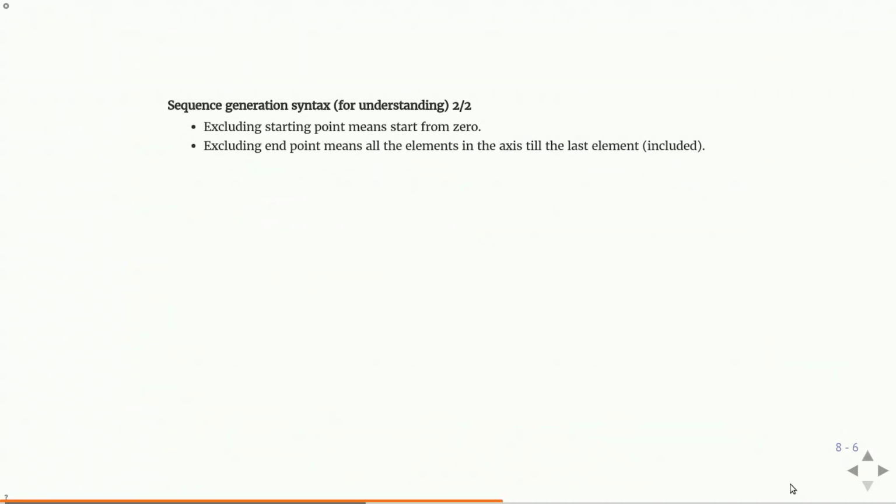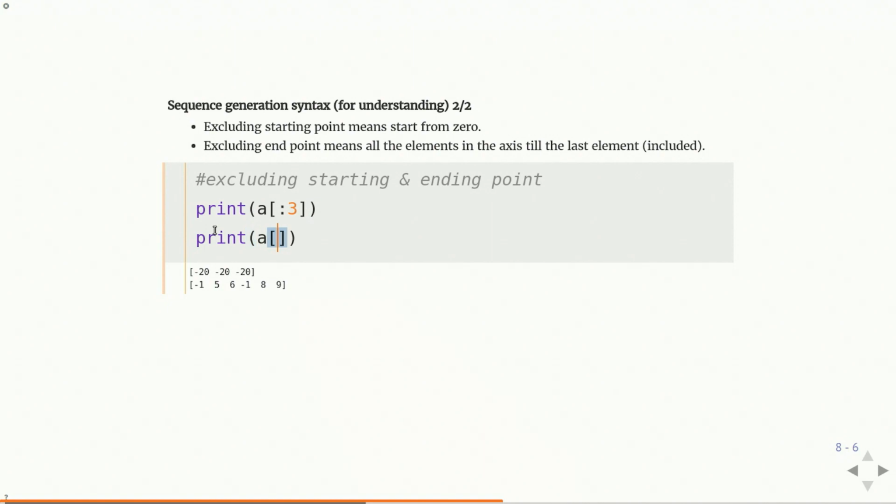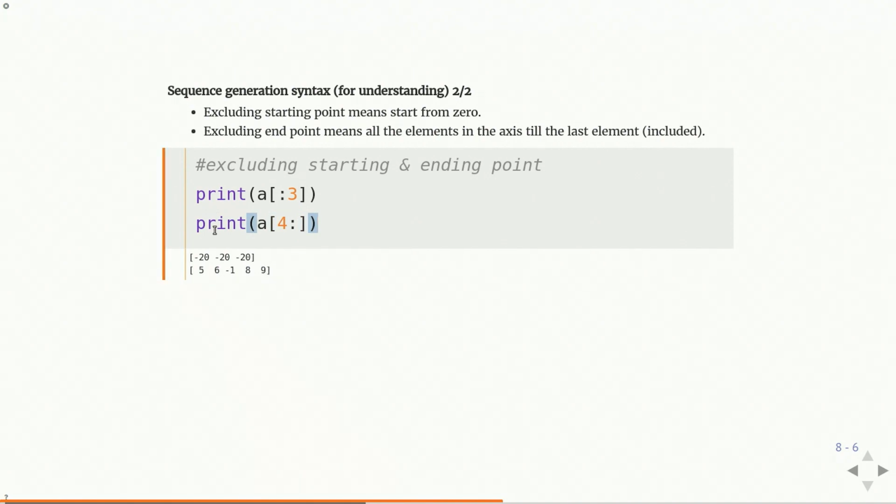If we exclude the starting point during slicing, by default 0 is considered as the starting point. Excluding the end point means all the element indexes till the last element, which will be included. For instance, let's print A[:3], which will print the first 3 elements. Similarly, if we use print A[4:], it will start printing from the 5th element till the last element of the array, as can be seen. So it will be printing the last 5 elements.